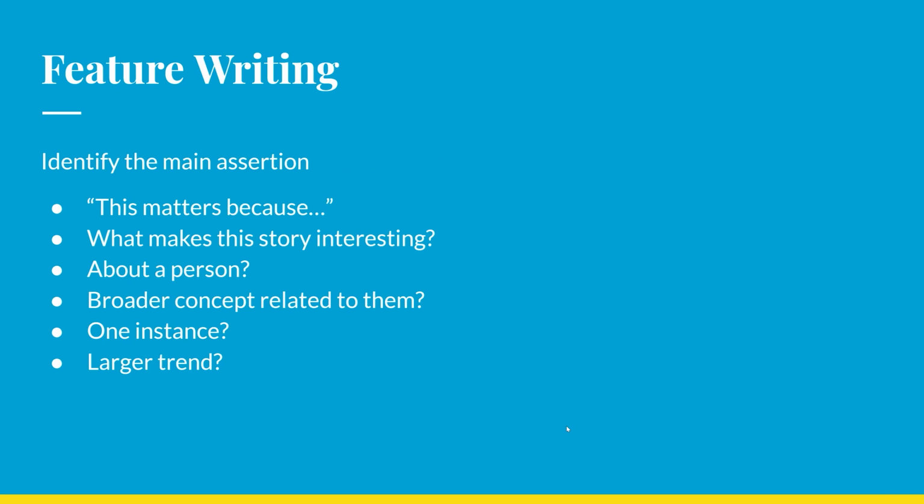In feature writing, as with other writing, of course, you want to identify the main assertion. Why does this matter? Why does this matter to your target audience? What makes this story interesting? Why should they know more about this person if you're focusing on a person? Or maybe it's a topic related to general life, or maybe it's a particular trend you're following. There are lots of different focuses you can use, but the main point is you want to make sure you're answering the rest of that sentence, this matters because.